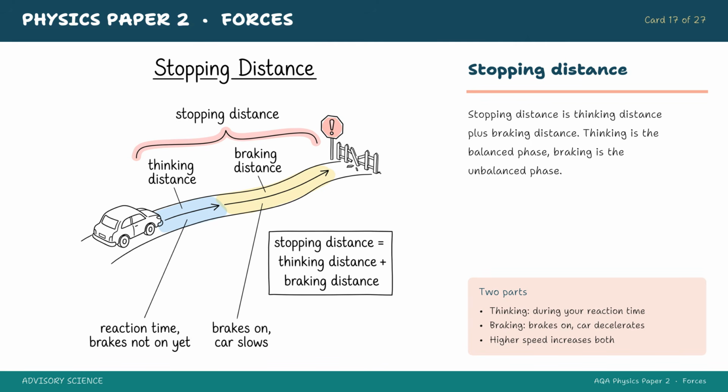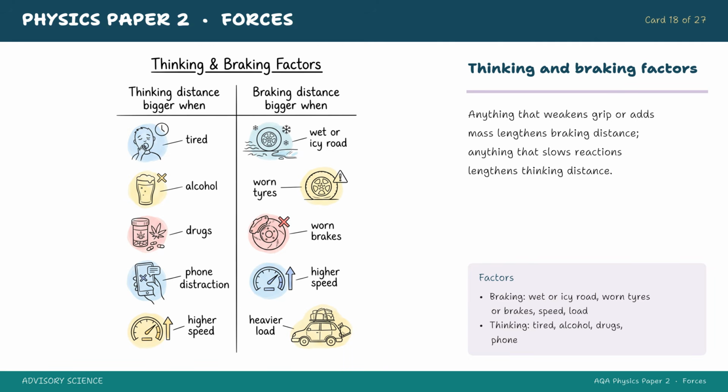The forward force from the engine and the backward forces of air resistance and friction are balanced, exactly like Newton's first law and the flat line on a velocity time graph. Thinking distance is how far the car travels during your reaction time. Anything that slows your reactions makes it longer. So being tired, drinking alcohol, taking drugs, or looking at a phone all stretch the thinking distance out.